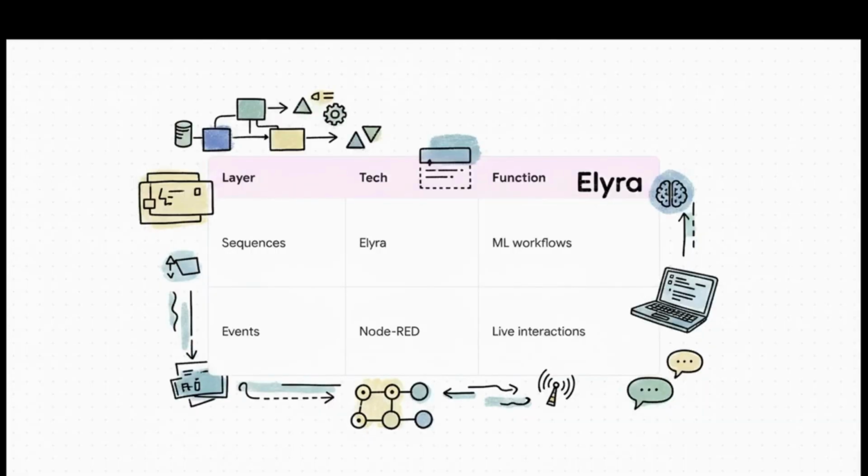Level 1 handles your AI sequences, and it does this using an Elira-based visual plugin. You can think of this layer as the heavy lifter. It's doing all your data fetching and model training straight from Jupyter Notebooks using a super simple drag-and-drop interface. Meanwhile, Level 2 handles your event-driven integration utilizing the Node-RED platform. So if Level 1 is the heavy lifter, Level 2 is essentially the nervous system. It's asynchronously coordinating live, real-time user feedback and all your external messaging mechanisms.